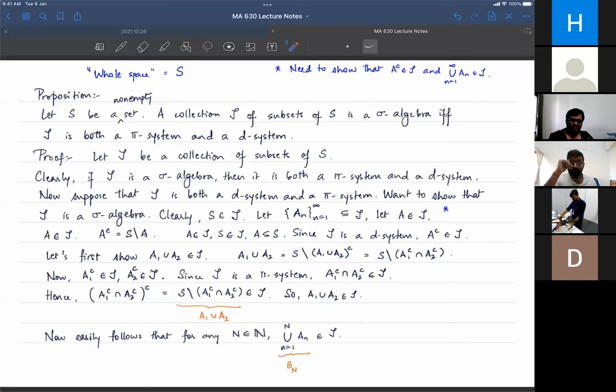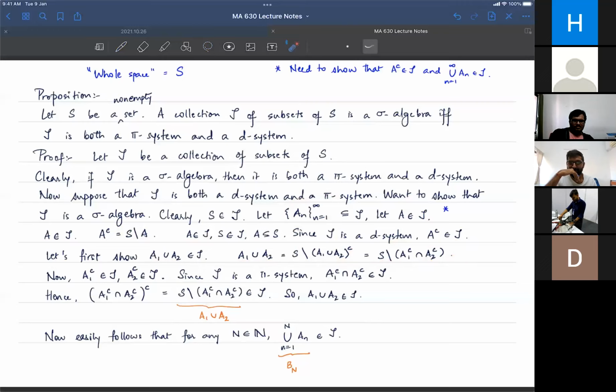Then the complement of A1 union A2 is A1 complement intersect A2 complement. So A1 union A2 is S minus A1 complement intersect A2 complement. Do you guys agree with this much? Yes, sir. By De Morgan's rule. Right, I've used De Morgan's laws.